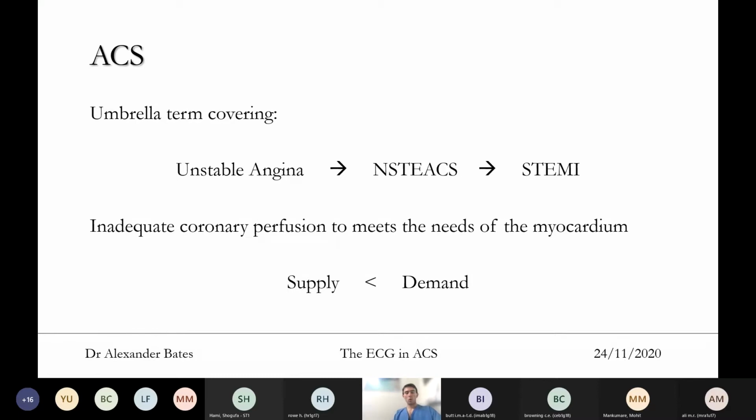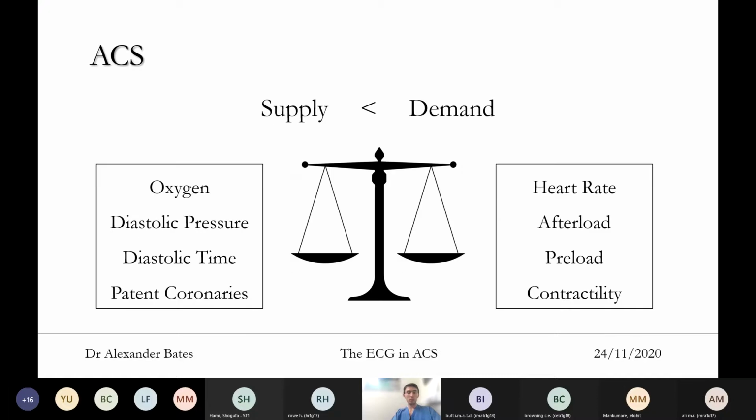The difference between these is not purely based on the ECG, but also based upon troponin measurements and historical assessment as well. All of these are caused by an imbalance in the supply and demand of coronary perfusion. That doesn't necessarily mean that the coronaries have to be blocked, but it is a problem of either supply or demand. And when we weigh up the scales of supply and demand, this is what we see.